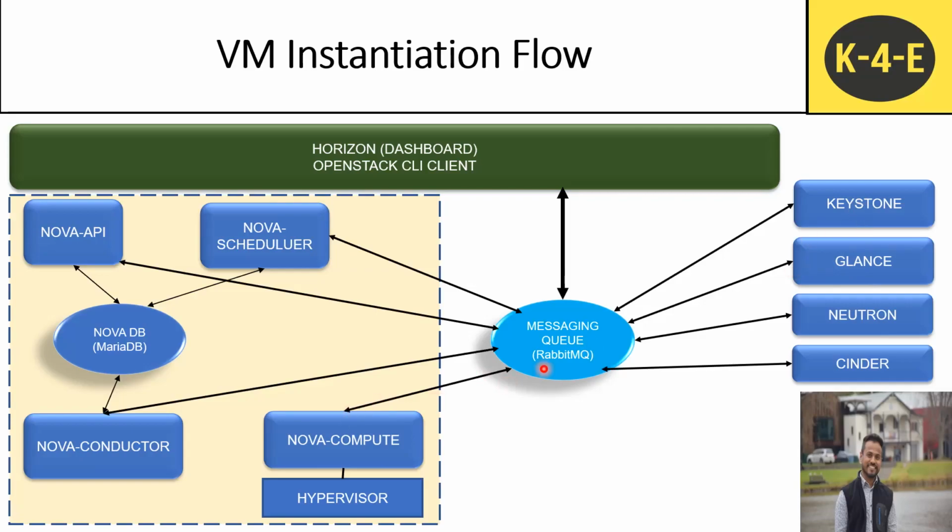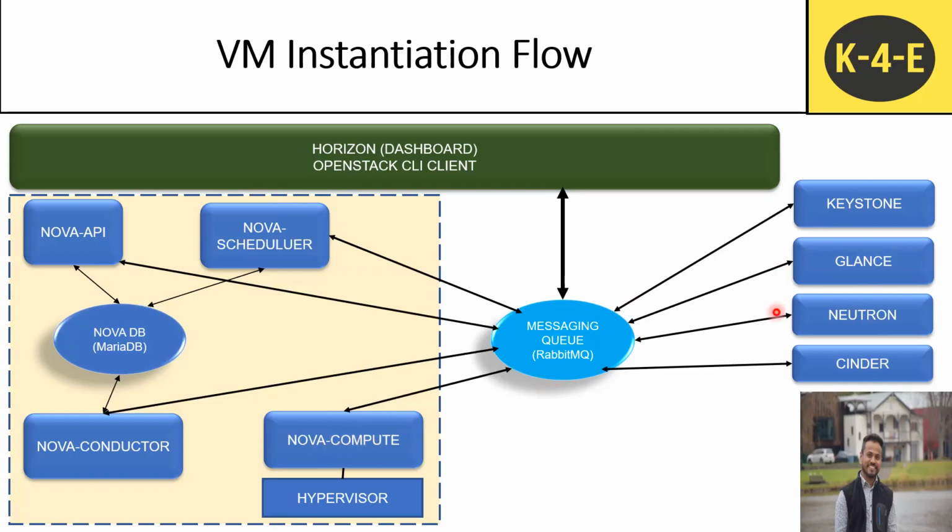So Nova Compute has provided an auth token. That auth token was validated by Keystone: yes, this auth token is correct. Then Glance has provided the URI to download the image. So it will download the image and provide it to Nova Compute. This part is done. Now what will happen?